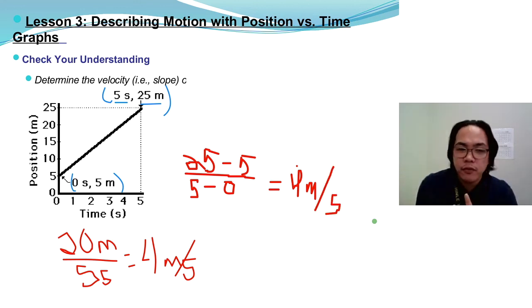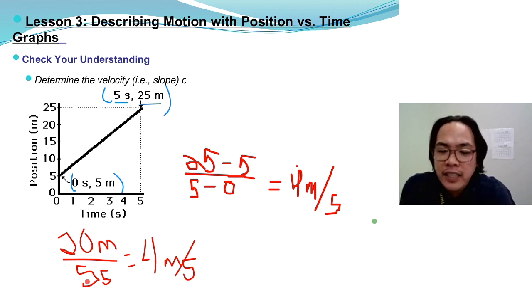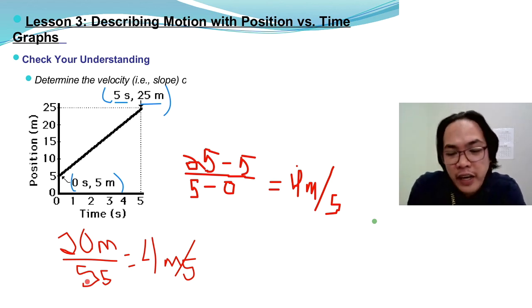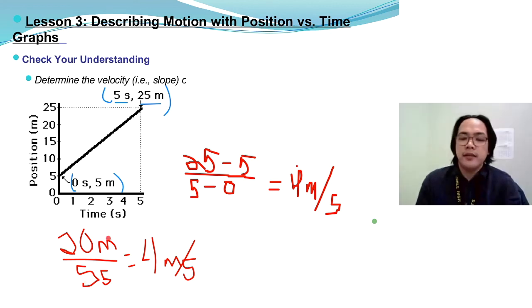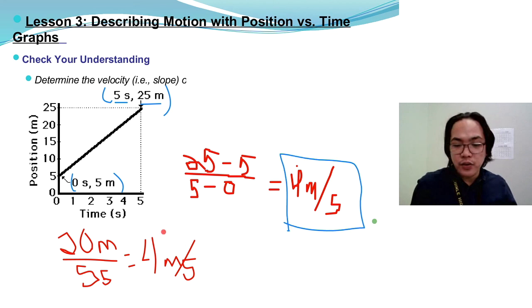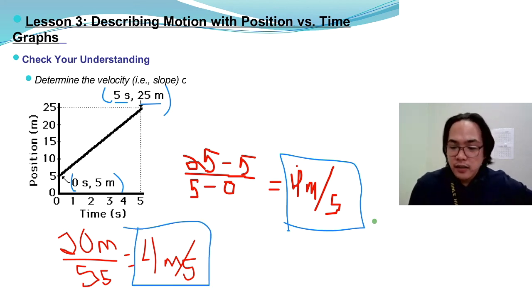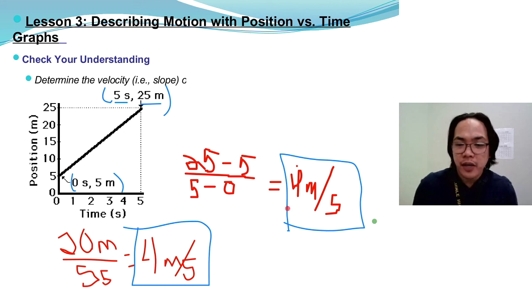Okay, very good. Formula: y2 minus y1 divided by x2 minus x1. So you have 25 minus 5 divided by 5 minus 0, that's 4 meters per second. The unit is always meters per second because we're dealing with velocity. Okay, so I hope you don't have any more problems with this.